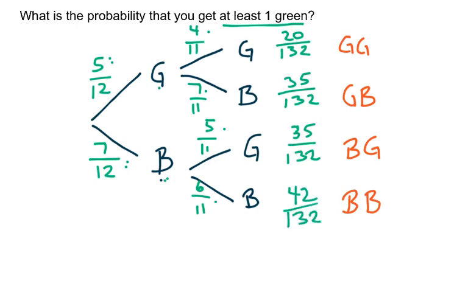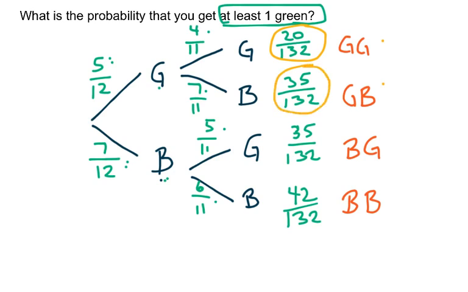Now I've got all the possible outcomes with their probabilities. I just need to answer the question I was given. The question says, what's the probability I get at least one green? So that's one green or more in my outcomes. Well, let's take a look at them. Here I have green, green. That definitely has at least one green, so I need to count these successes. Green, blue. Do I have at least one green? Yeah, I have at least one green.